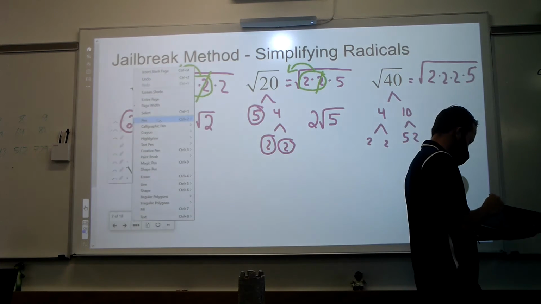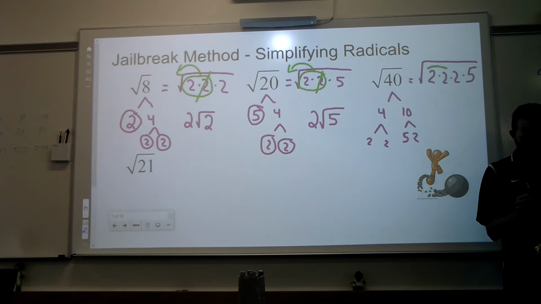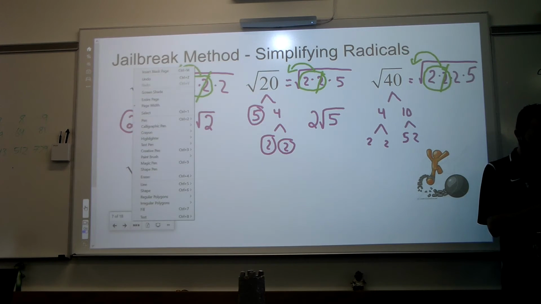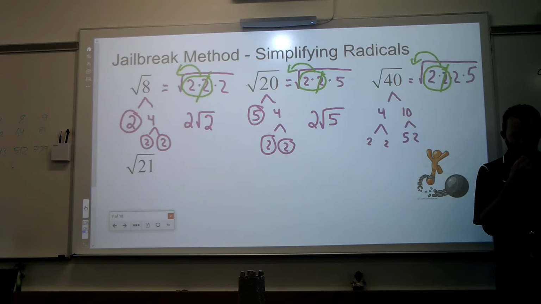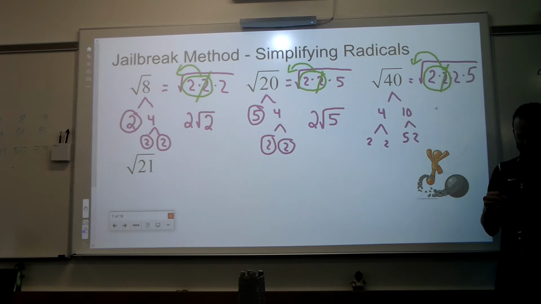Can we have any jailbreaks here? Who? What happens to them? They don't stay. They die. They're not there anymore. So, this one will stay, though. But we got the 2 that escaped. Who is still inside this jail? And those we're just going to multiply them together, so this is 2 square root of 10.